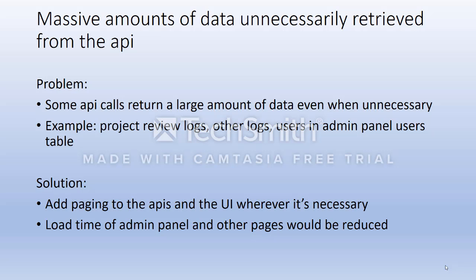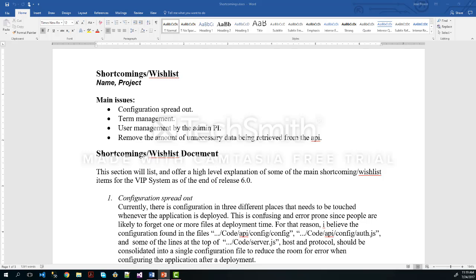Obviously, this needs to be done everywhere there are logs in the system, so project review logs, student application review logs, and so on. And this is the end of the shortcoming and wish list video. Keep in mind, if you want more information, you can always go to the final documentation for the VIP website version 6.0 that your product owner should have handed to you.